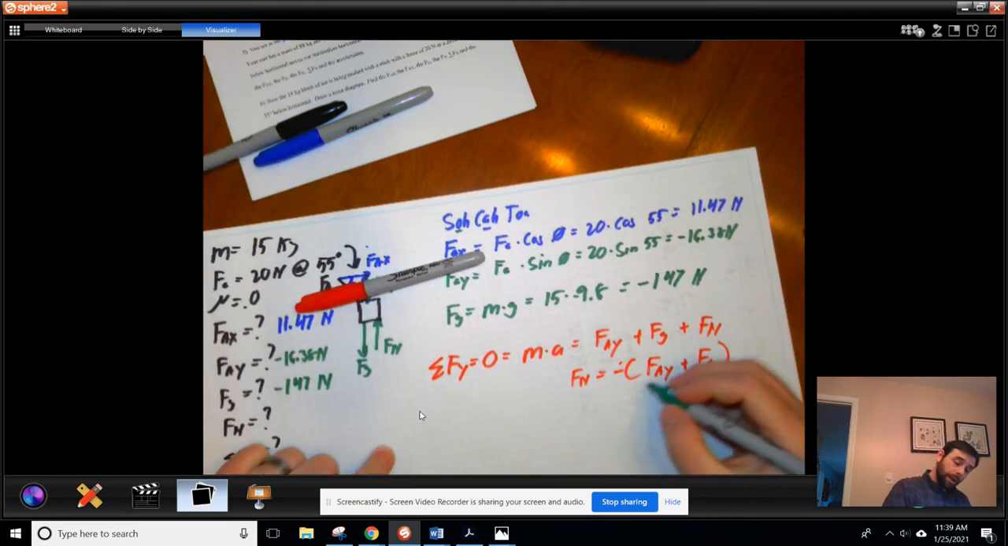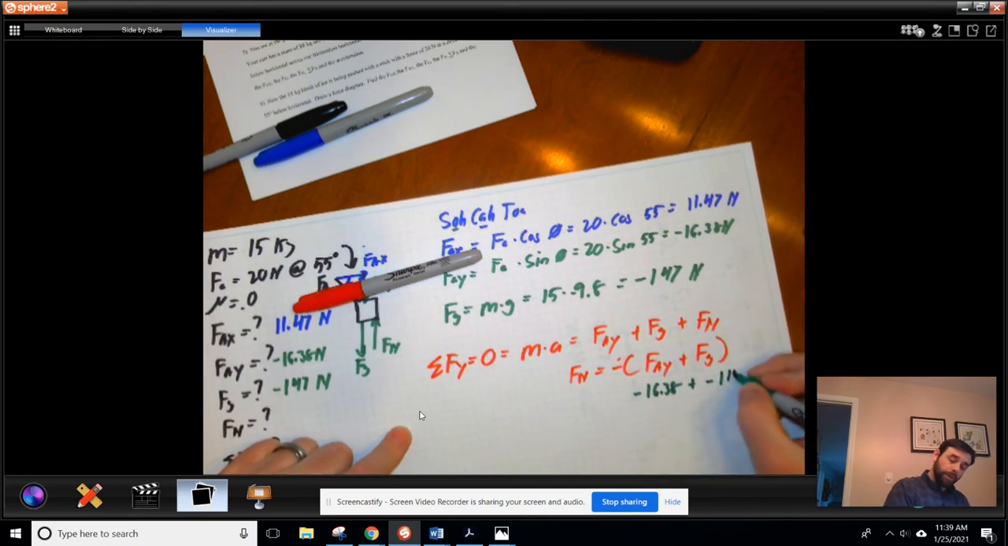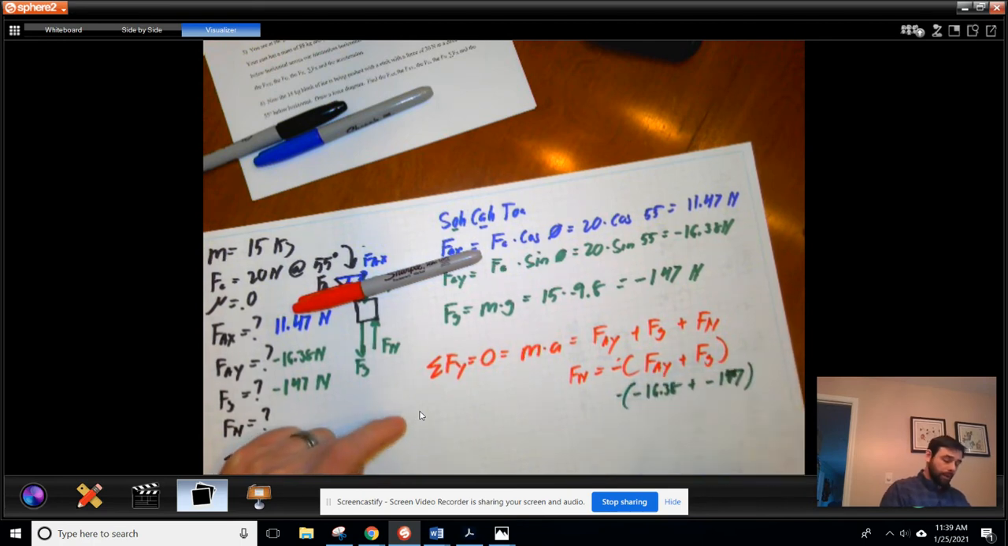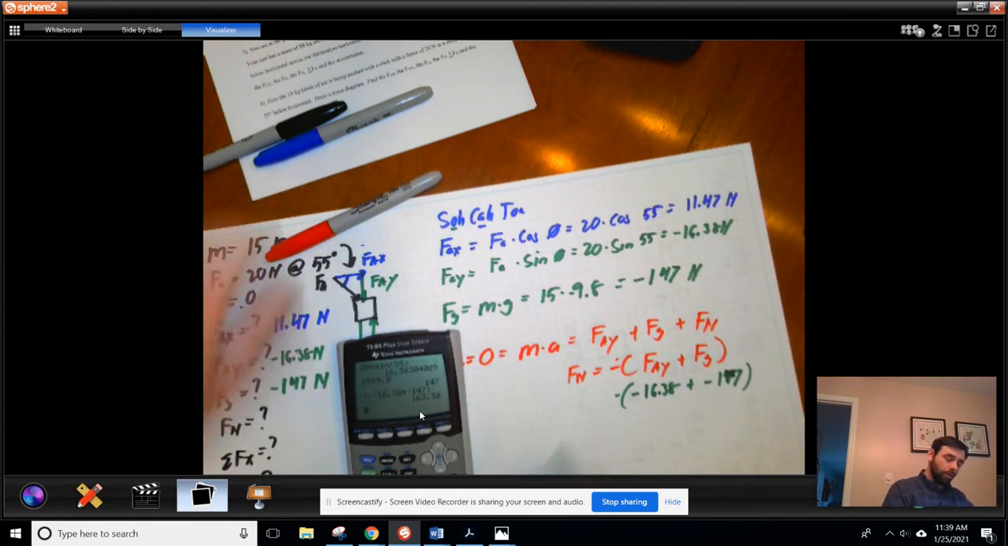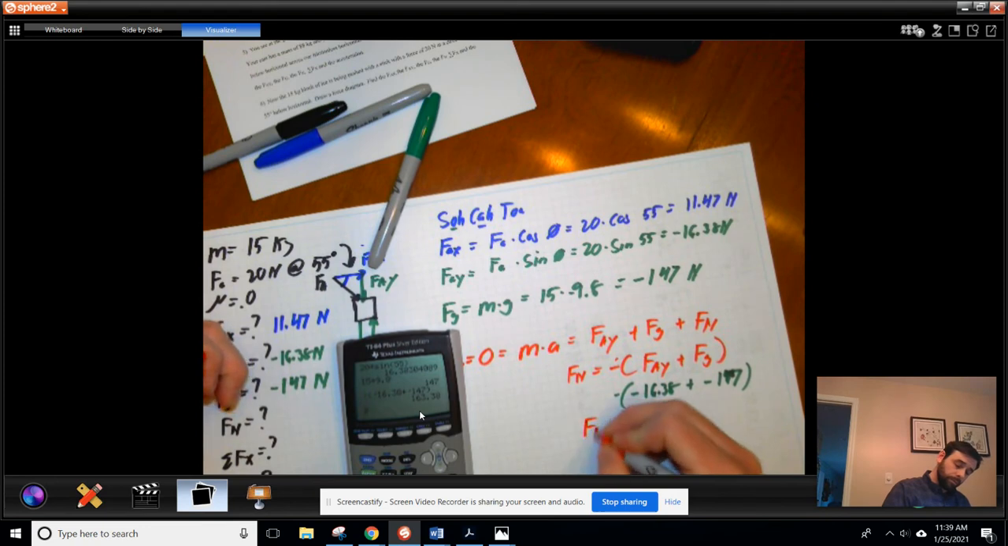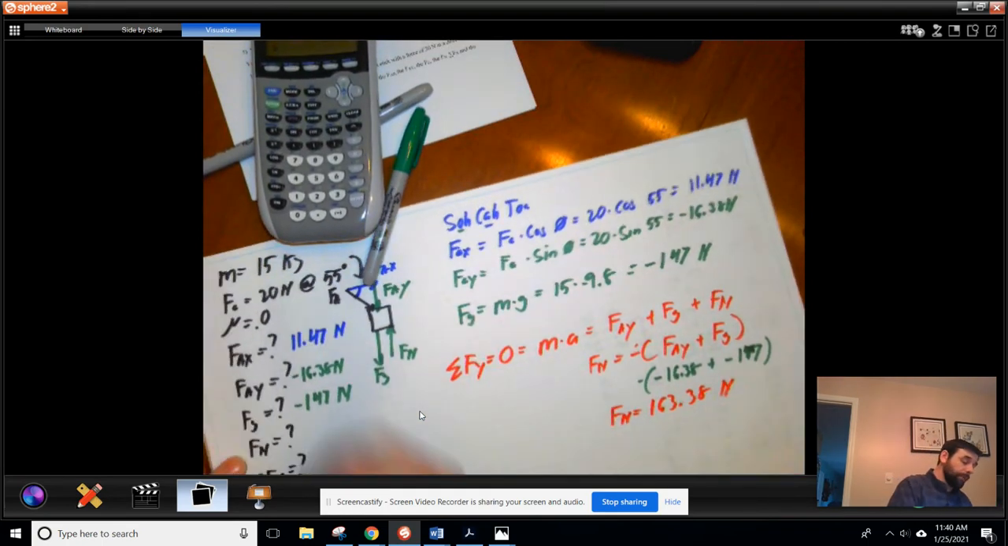So, our force applied in the y direction was negative 16.38. Our force of gravity was negative 147. Geez. And we're going to take the negative of that. So, let's see here. Negative, open parentheses, negative 16.38 plus a negative 147 equals 163.38. Our normal force, Fn, equals 163.38 newtons. Positive, because it has to act opposite of that to support it.